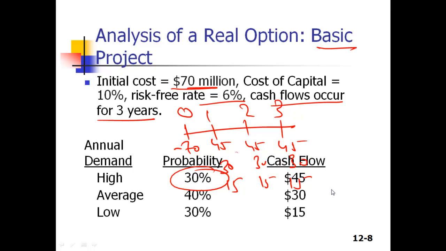All right. Now, can you tell me this? What is the NPV of this project, or expected NPV of this project? How would you do that?